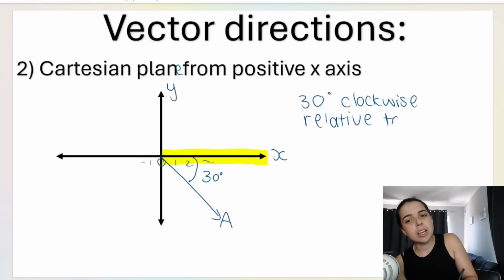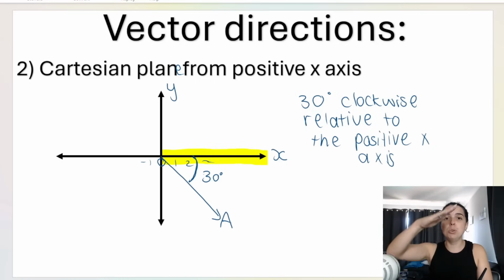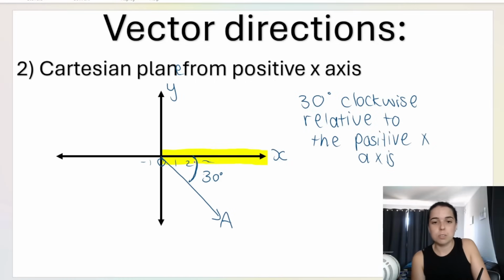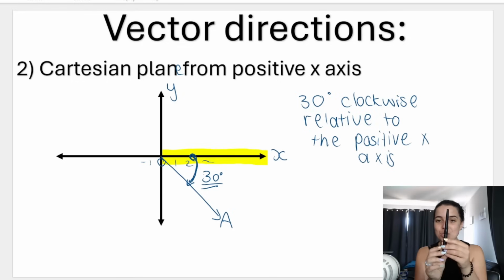So why am I saying 30 degrees? Why am I saying clockwise? Basically you start at the positive x-axis, and you move downwards. Starting at the positive x-axis and I'm moving downwards until I hit the vector. That's 30 degrees. And did I go clockwise or did I go anti-clockwise? Now let me just show you. So this way is clockwise.